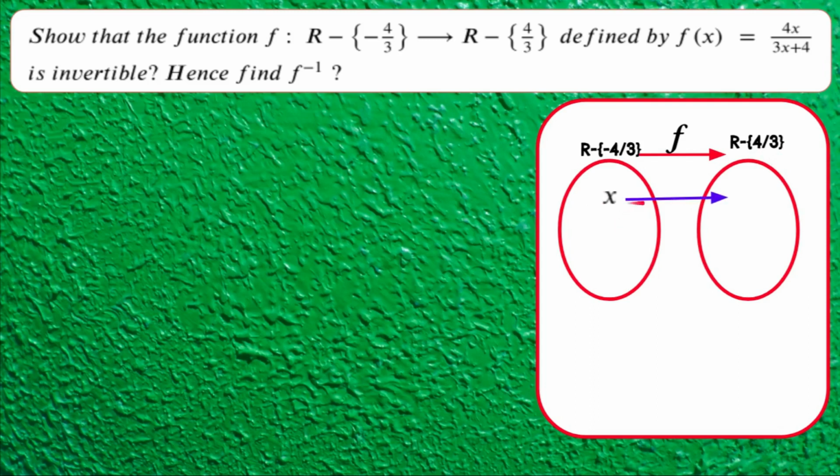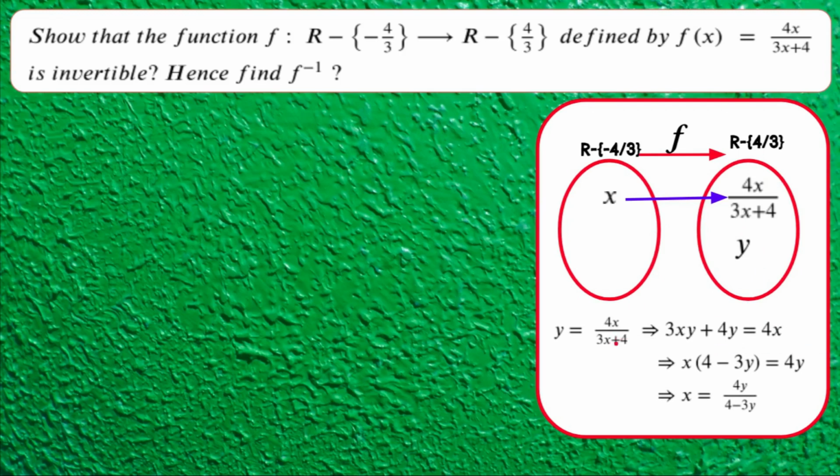Okay, and what is the image of x? It is f of x, that is 4x by 3x plus 4. So x is the inverse image of 4x by 3x plus 4. Then what will be the inverse image of y in terms of y? As before, put y equal to 4x by 3x plus 4, 3xy plus 4y equal to 4x, x into 4 minus 3y equal to 4y, and x equal to 4y by 4 minus 3y in terms of y. So the inverse image of y is 4y by 4 minus 3y. So this we treat as g of x.